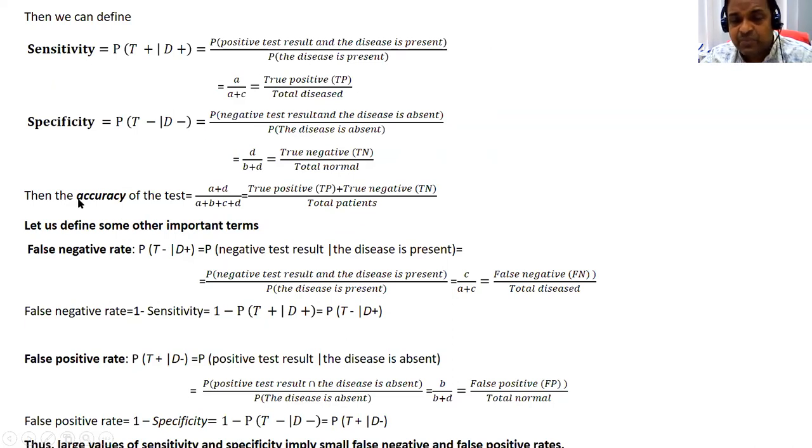And there is another important term, accuracy. How accurate is the test done by the laboratory? This is a very important term. How can we get the accuracy? The laboratory test correctly identifies that the patient actually has the disease. Also, this is the correct answer. The laboratory test correctly identifies the negative test result, that the patient actually does not have the disease. Both are correct answers.